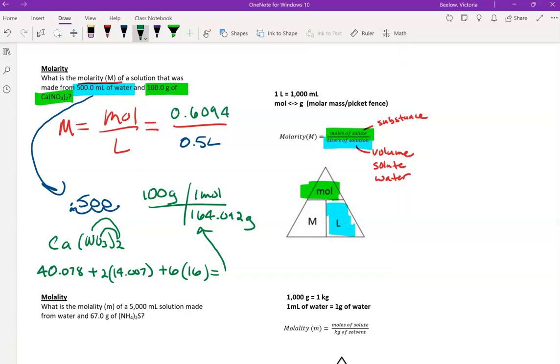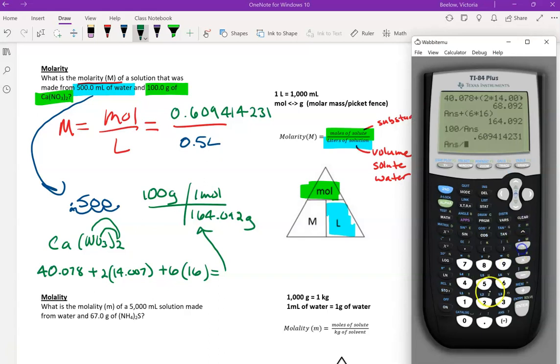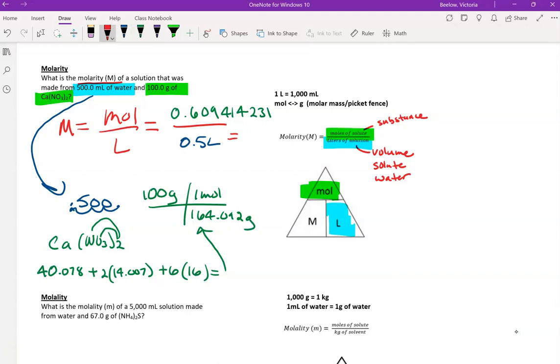I'm going to use all the decimals, 231. And then I'm going to divide that by 0.5 to get, I'm going to go 4 significant figures, 1.219. So equals 1.219, and then you just write a capital M for molarity.